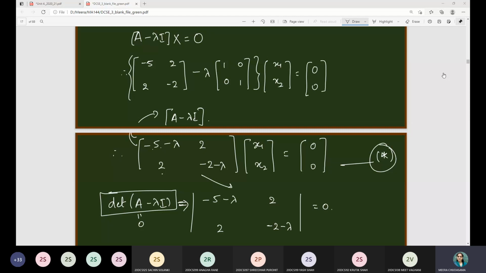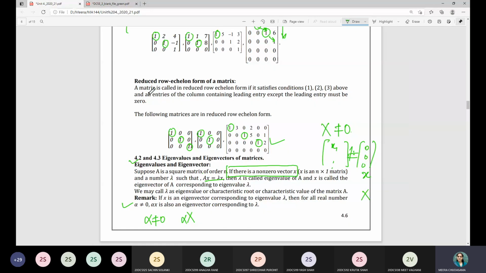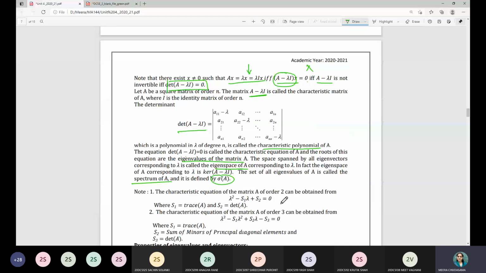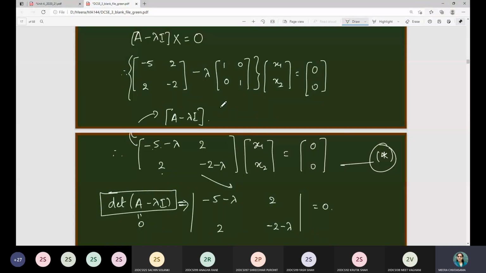Ma'am, can you explain what you said about the eigenspectrum? Eigenspectrum was not the term. Actually, it was eigenspace and spectrum. Let me just go through it. Yeah, here. The set of all eigenvalues of a given matrix A is called the spectrum.